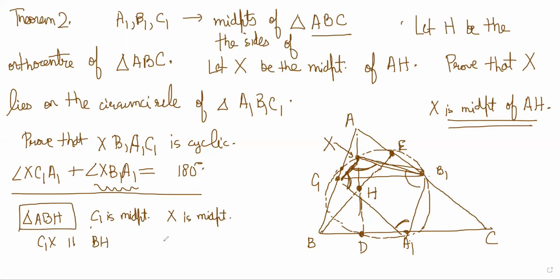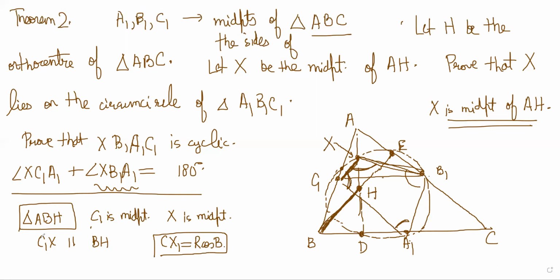So XC1, if you remember from triangles, BH is the distance of the orthocenter from the vertex. This will be 2R cos B, right? You remember that, 2R cos A, cos C, things like that. So this one will be R cos B, half of that.